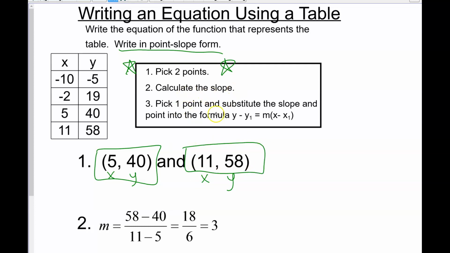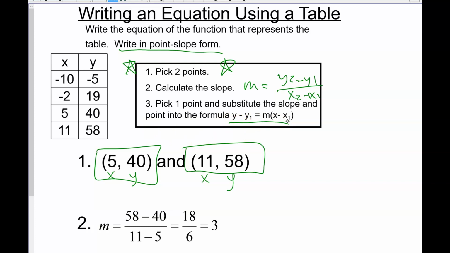We're then going to calculate the slope. So remember that is when we do m equals y2 minus y1 over x2 minus x1. And then we pick 1 point and substitute the slope and the point into our formula to put it into point slope form.